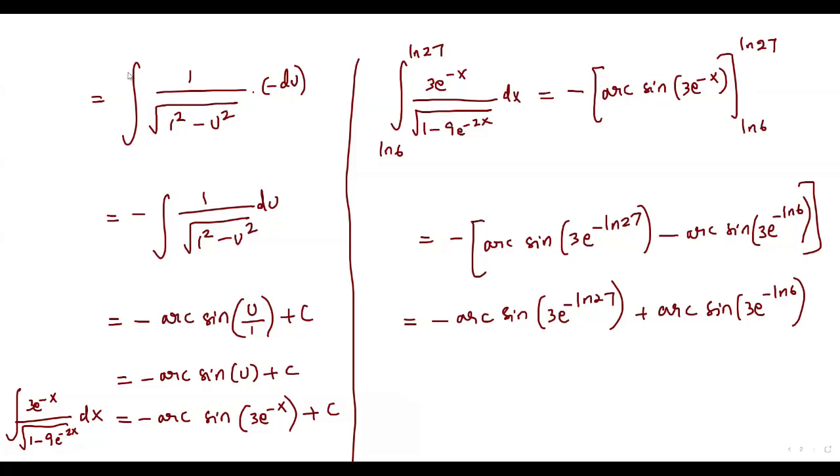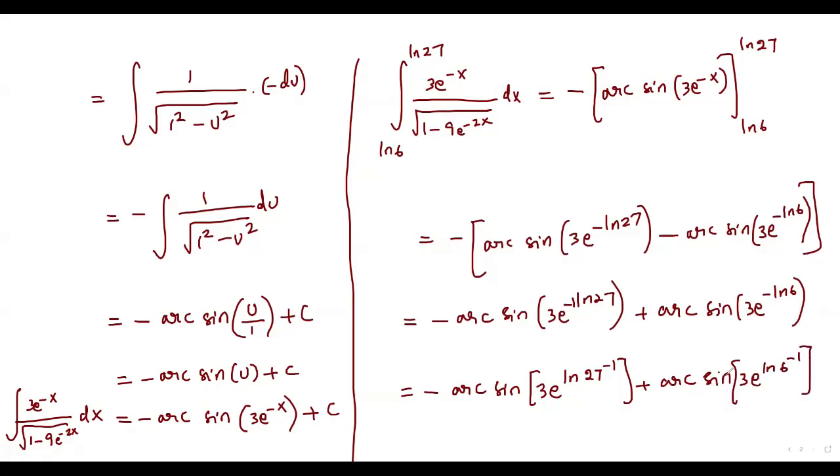Let me continue over here. Okay, negative arc sine of 3 times e to the power of, now as there is a negative 1 over here, I'm going to take this negative 1 as an exponent for the argument of the logarithm using the power rule of logarithm. Then I'm getting ln of 27 to the negative first power, positive arc sine of 3 times e to the power of ln of 6 to the negative first power. In my next step, I can write 27 to the negative first power as 1 over 27.